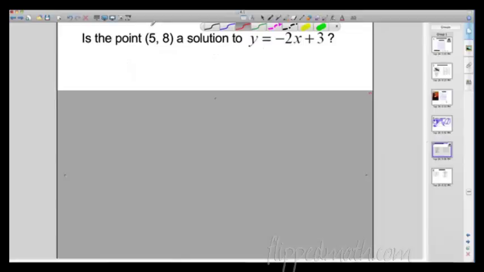Well, how do I check it? Well, this is just the point x comma y. So really I'm saying, is this point on the line? Well, let's check it out. If x is 5, I'll replace x with 5 plus 3 over here, and y is 8.